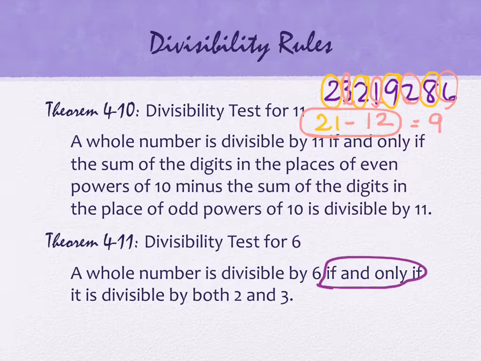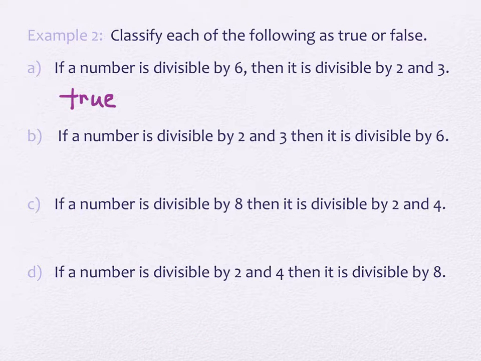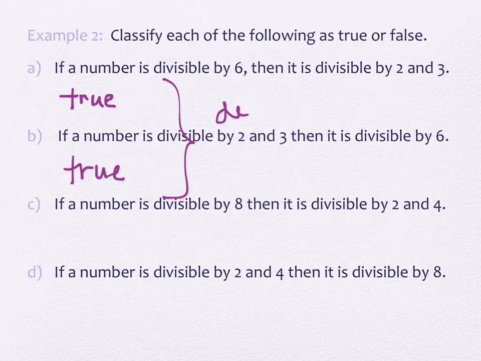Are you with me? I can put the if in either place. If it's divisible by 6, it does this. If it's divisible by 2 and 3, it does this. So this is actually one direction of that if and only if statement. It's straight from the theorem or the definition. How about the second one? If a number is divisible by 2 and 3, then it's divisible by 6. True. That's the other half of it. So both of these are straight from the definition, or the theorem, by the number test.